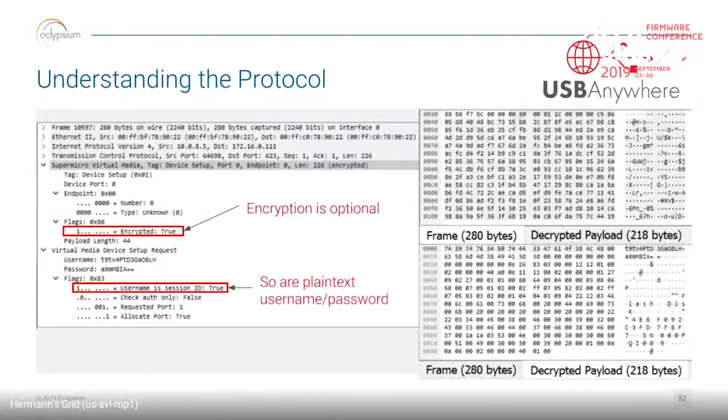And then there's also a set of flags that indicate, is the username a session ID? So essentially, in the Java application, part of the JNLP packet is a unique session ID token that then gets used as the username and password. But if I set that bit to 0, it accepts a plain text username and password. Interesting.